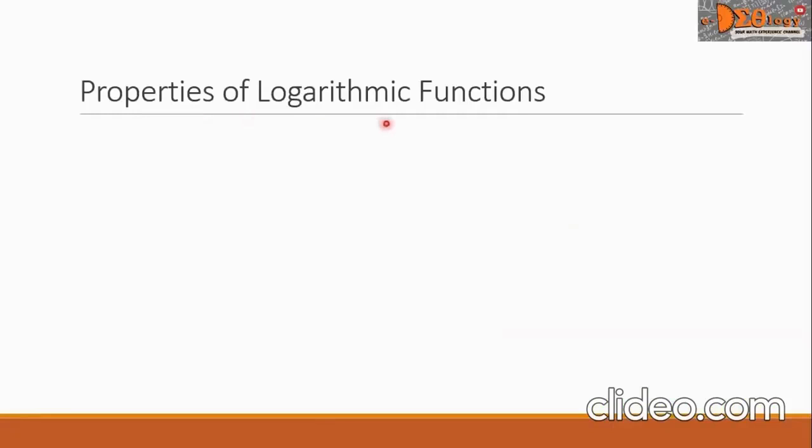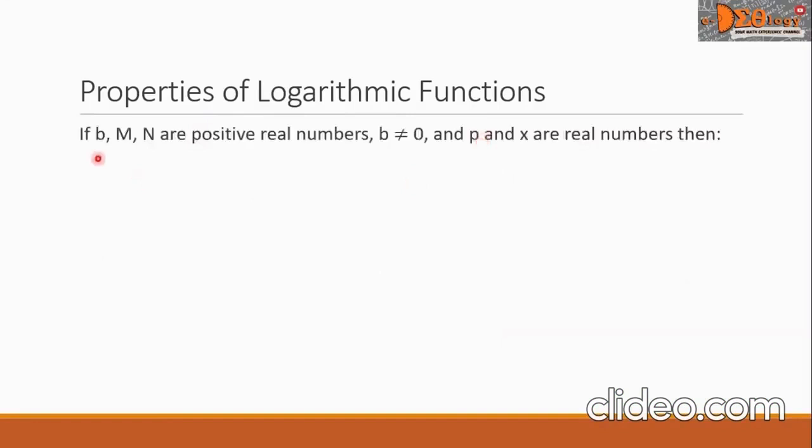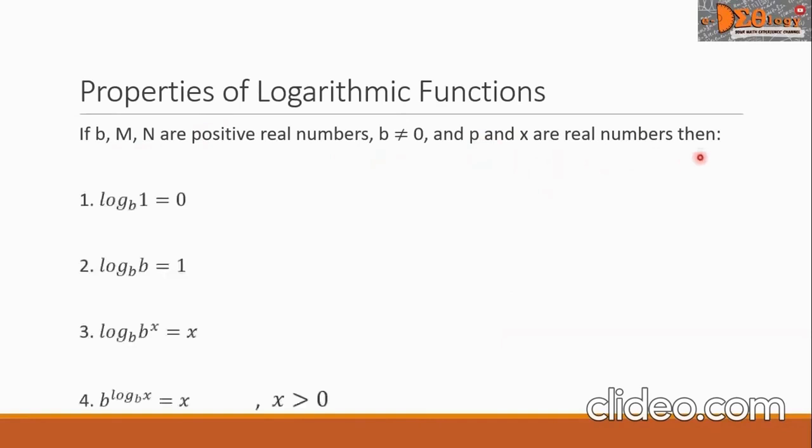Properties of logarithmic functions. If b, M, and N are positive real numbers and b is not equal to 1, and p and x are real numbers, then we have here the first four properties of logarithmic functions.